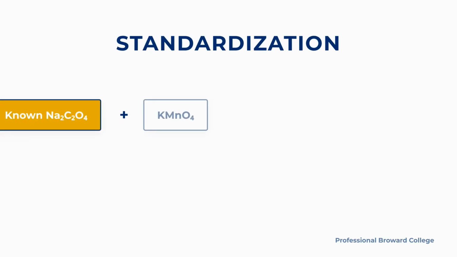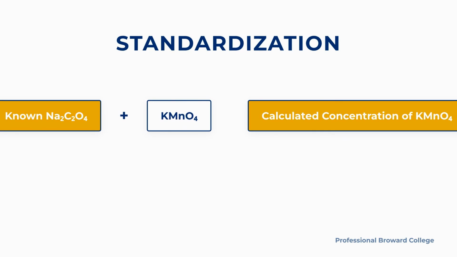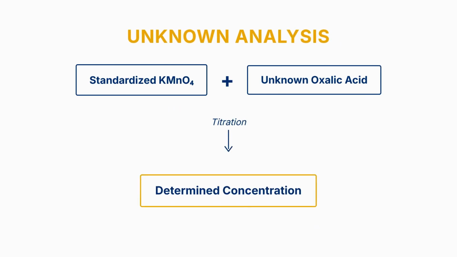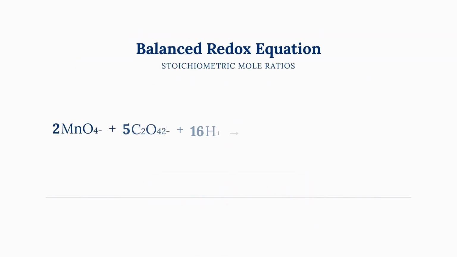The experiment consists of 2 main parts: standardization of the titrant and determination of the unknown. First, a solution of sodium oxalate with a known concentration is titrated to standardize the potassium permanganate. Next, the standardized permanganate is used to titrate an unknown oxalic acid solution to find its concentration. Using the volume required and the balanced chemical equation, the concentration of the unknown can be determined.